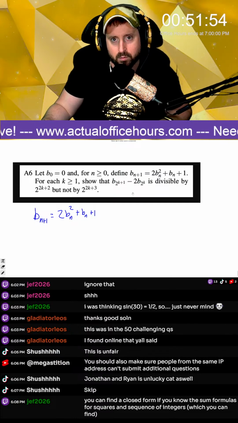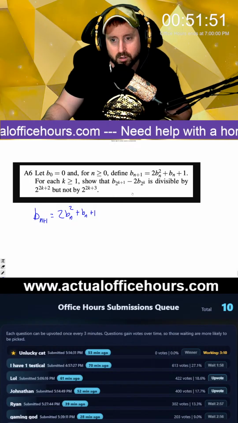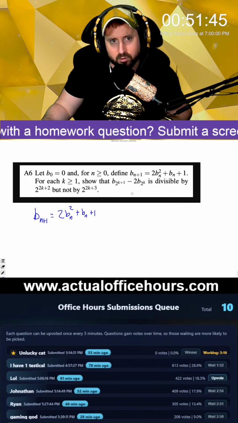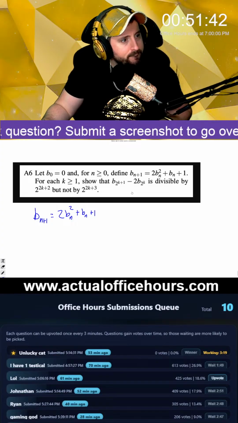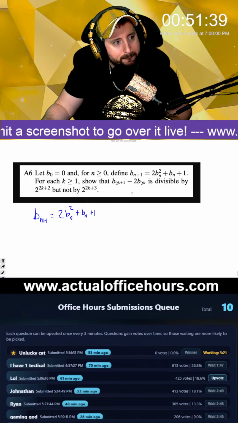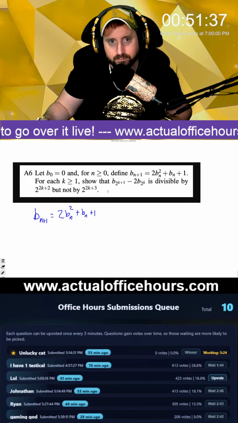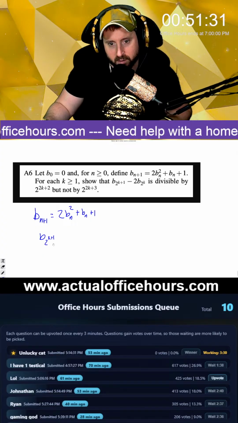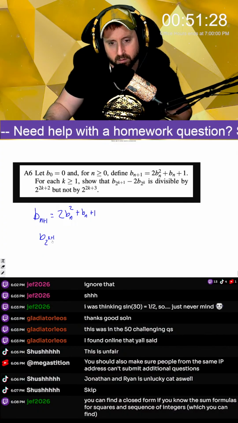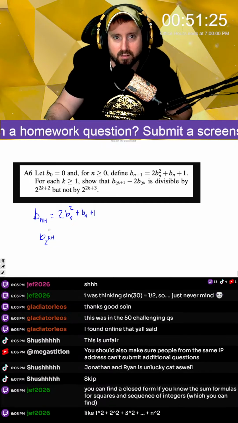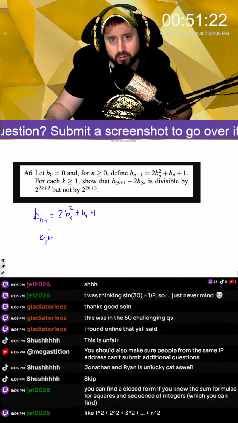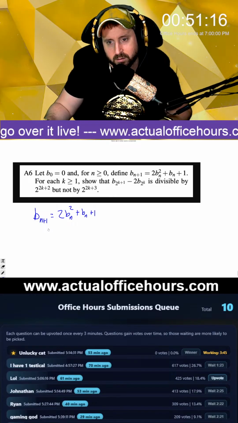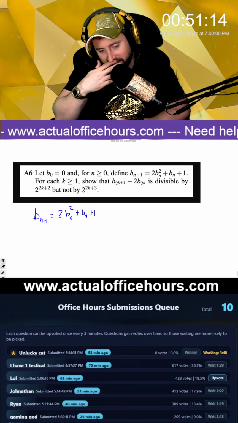You can find a closed form if you know the sum formulas for squares and sequences of integers, which you can find. What would that be, Jeff? Okay, so b to the 2 to the k plus 1 would be... Oh, man. I'm trying to relate this to this. Oh, like 1 squared plus 2 squared plus 3 squared plus n squared, yeah. Okay. It's just, I got 2 variables I gotta deal with now.